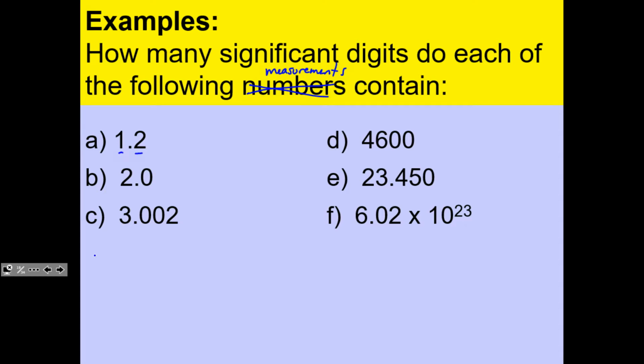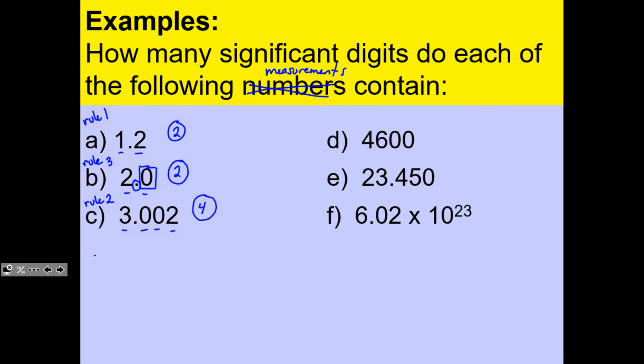1.2. This is rule number 1. There are 2 significant digits, both counting numbers. Letter B. This is going to be rule number 3. There is a trailing 0 and there is a decimal. So I see 2 significant digits. 1, 2. C. This is rule number 2. I see 2 zero sandwiches, which means they are all significant. There are 4 significant digits there.